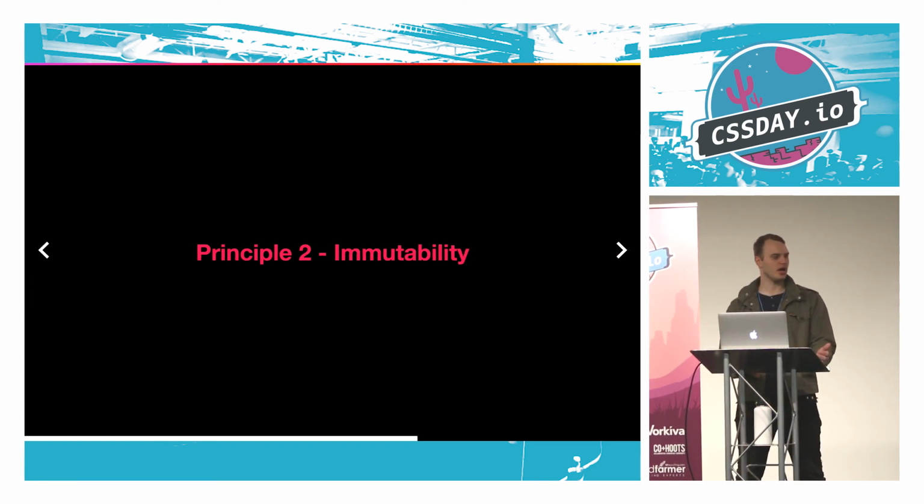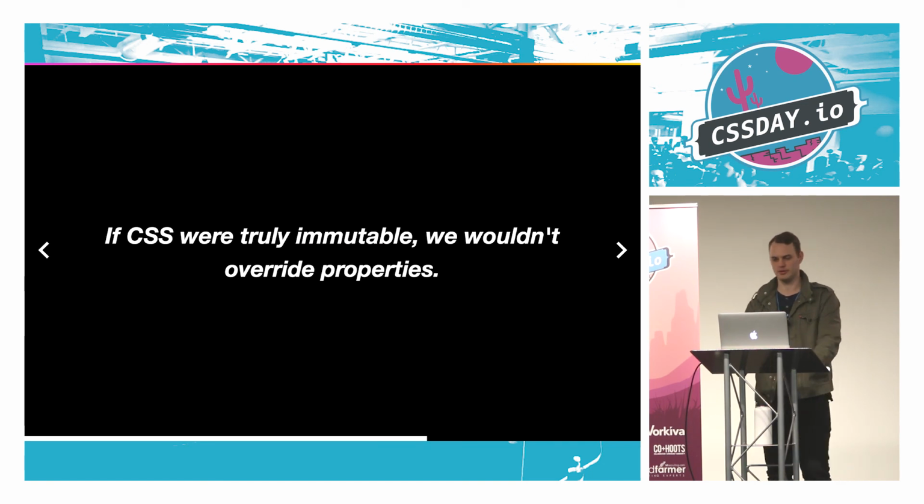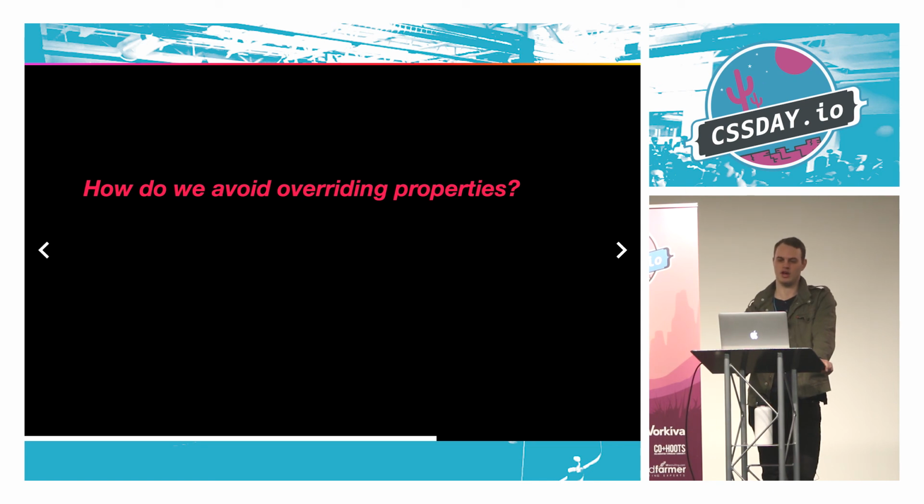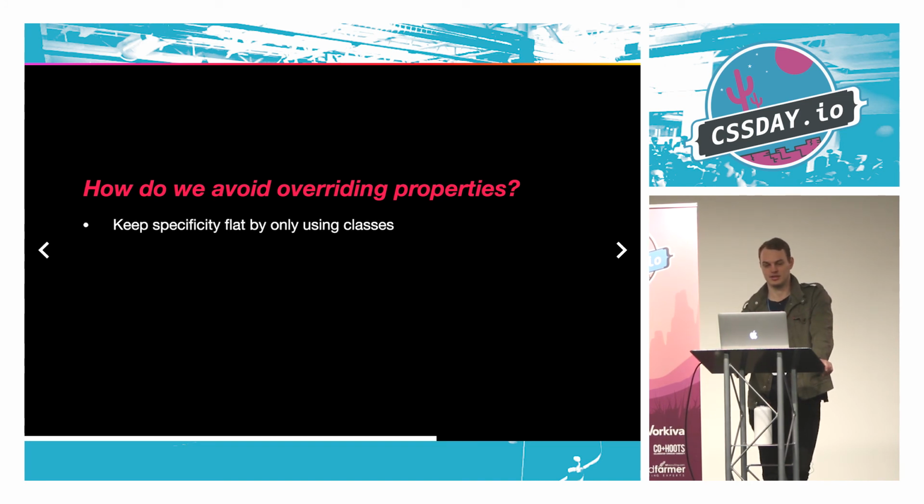So principle number 2, immutability. If CSS were truly immutable, we wouldn't be able to override its properties. So we'd have to think about our CSS much differently if we weren't able to just override something by giving it a new value and a higher specificity. So how can we avoid overriding properties in CSS? And I think some of these things, regardless of the methodology that you use, are good practices.